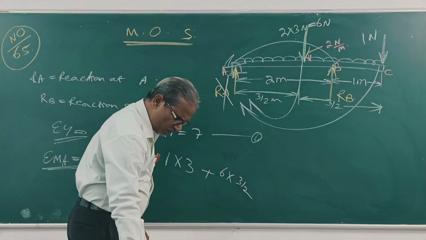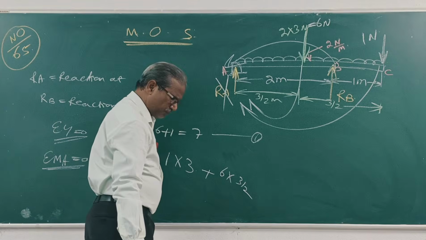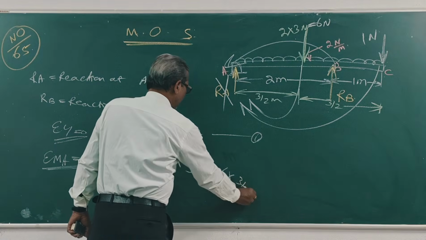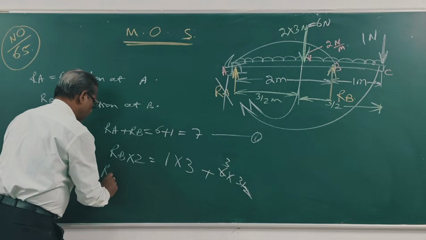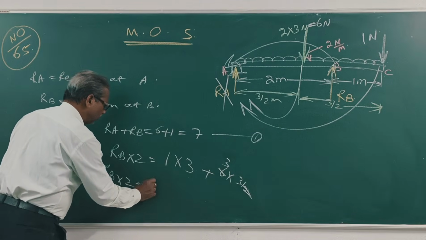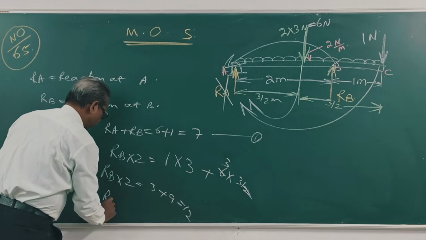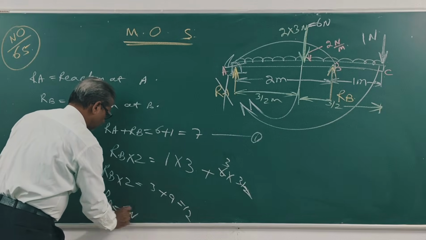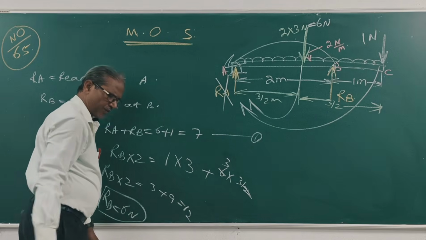So RB into 3 is equal to 3 plus 9, 12. What is RB equal to? 6 Newton. Clear?